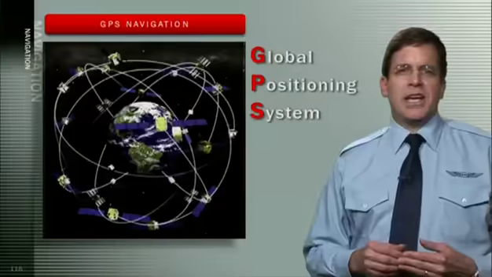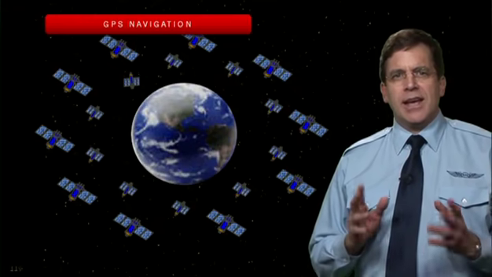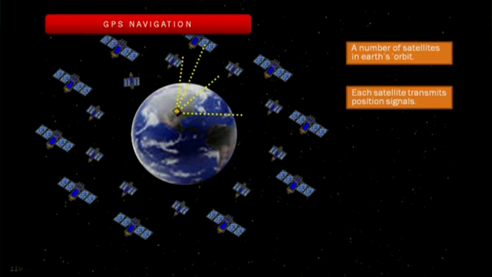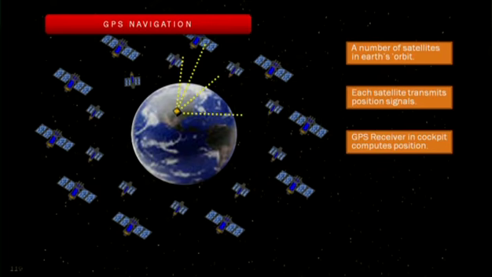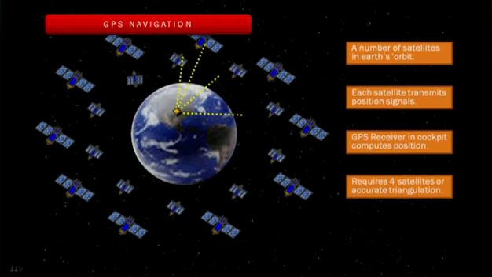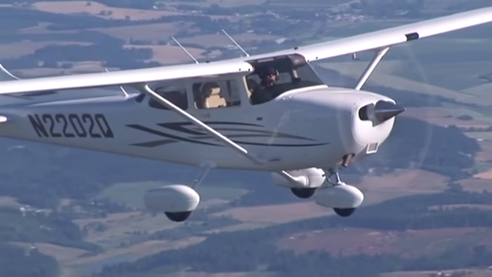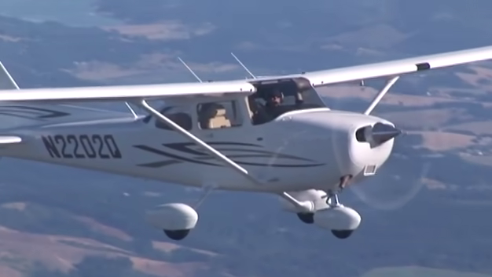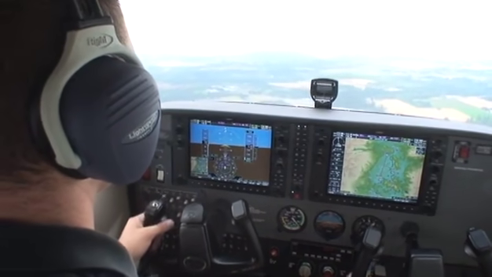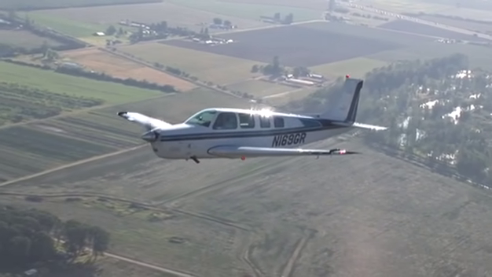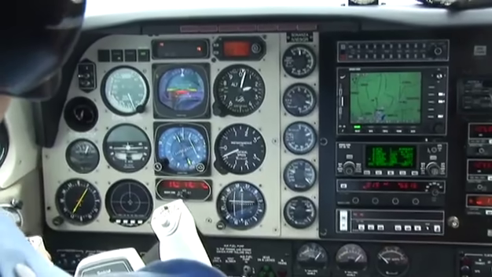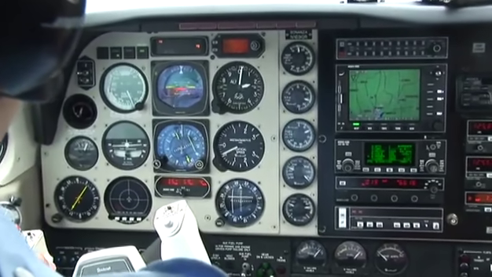GPS consists of a number of navigational satellites in orbit around the Earth, each one transmitting a position signal. The GPS receiver in the aircraft computes its position based upon the signals it receives. For accurate position information, at least 4 satellites must be received. GPS installations on aircraft are found in the newer glass panel aircraft, integrated with flight and navigation functions. While classic installations are independent, they nevertheless provide identical accuracy and utility to glass panel GPS installations.